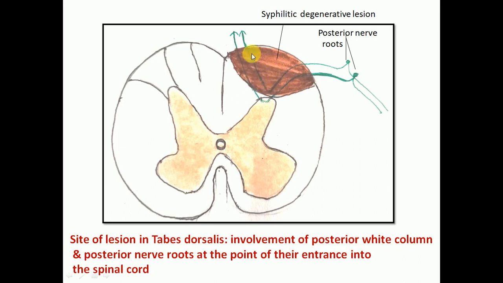Here there is a loss, or we can say impairment, of proprioceptive sensation. Also two-point discrimination and vibration sense can be lost, and the Romberg sign can be positive. The patient becomes ataxic. When the patient closes their eyes, there are chances of falling down. So this type of sign and symptom occurs in the case of tabes dorsalis.